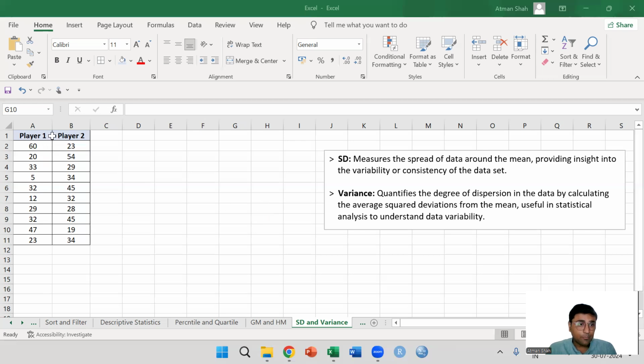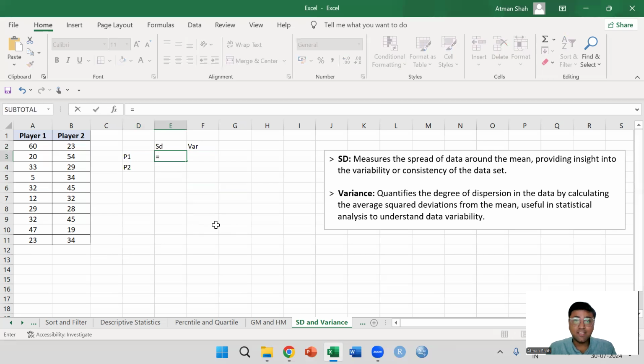Now here I have the hypothetical data of two players and their runs in 10 matches. So let's see the standard deviation of player 1 and player 2 and then variance. So player 1, here we have the standard deviation and here we have variance. And then we have player 2. So what is the standard deviation of player 1?